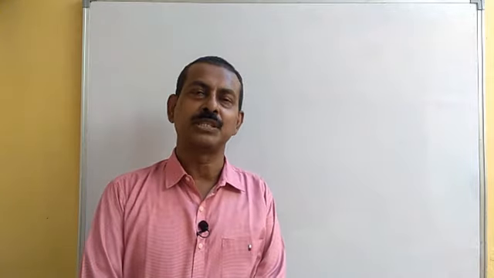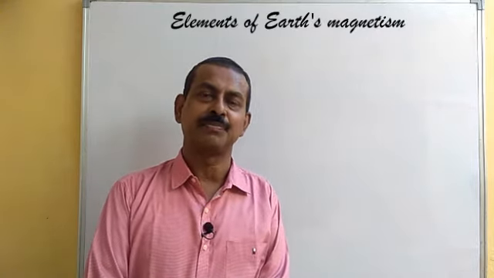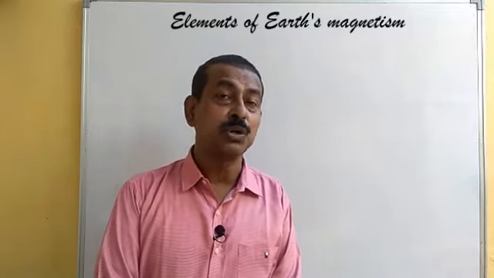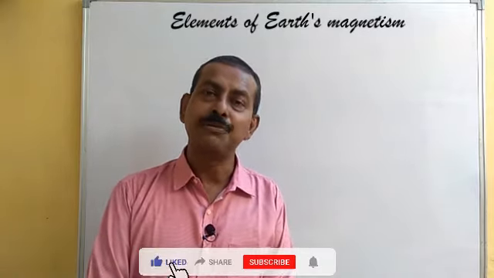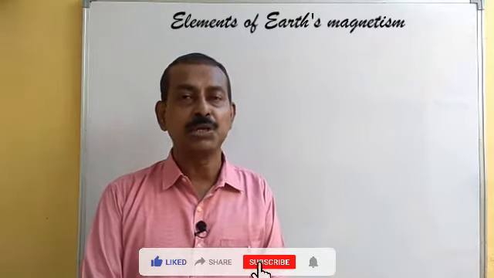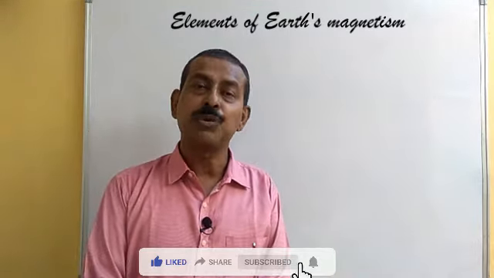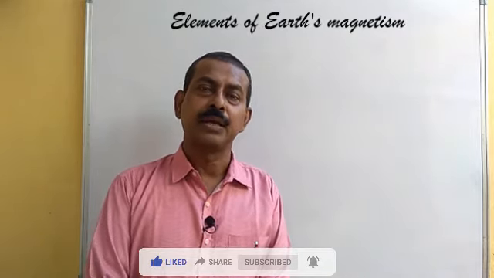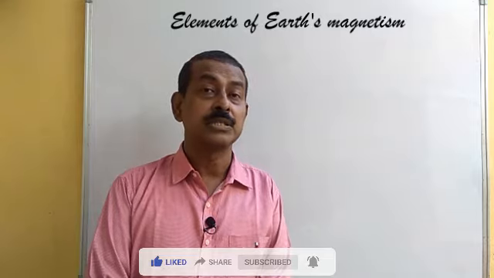Today we are going to discuss elements of Earth's magnetism. What are elements of Earth's magnetism? What are the different types of those elements? How do we define them? And then what are the details of those elements of Earth's magnetism? What other information can we get from these elements of Earth's magnetism? Then what is their importance?